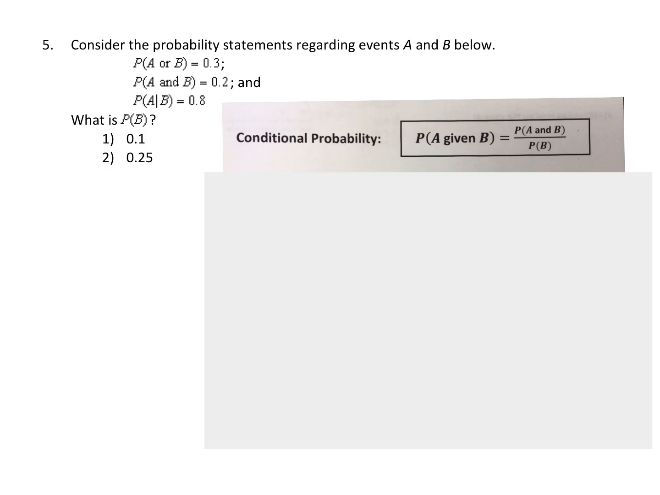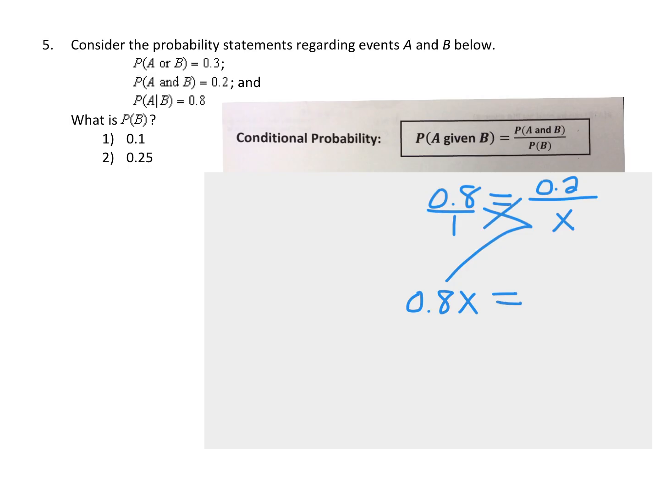Okay, so let's plug in the numbers. The probability of A given B, they give us, is 0.8, so let's plug in 0.8 underneath that. Then equals, and now we have a fraction over here. The probability of A and B is 0.2. And since the probability of B is what we're solving for, I'm just going to call it x. Let me put the left-hand side of the equation over 1, and I'm going to cross multiply to solve. So 0.8 times x is 0.8x, and 0.2 times 1 is 0.2.